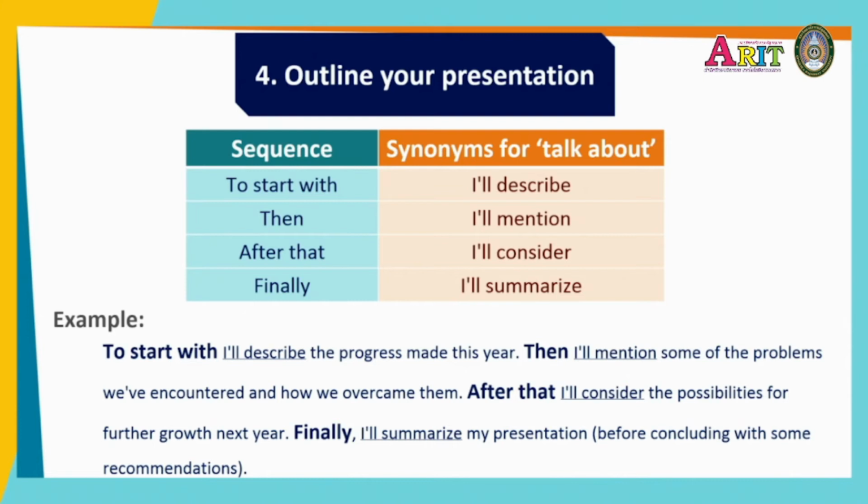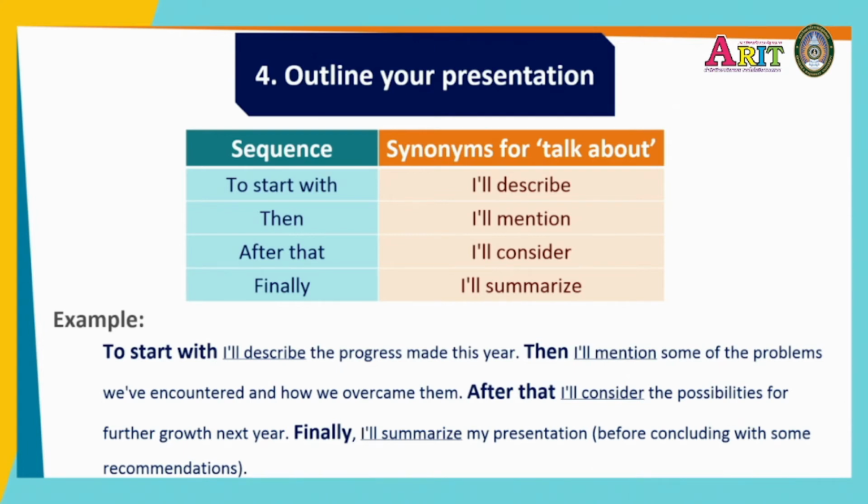Now, there are two main things in this example that I want to point out to you. First are the sequence words. You can see them in the blue graph here on the left-hand side: to start with, then, after that, finally. Next, I use words that are synonymous with talk about or say. And I used a couple of different meanings.